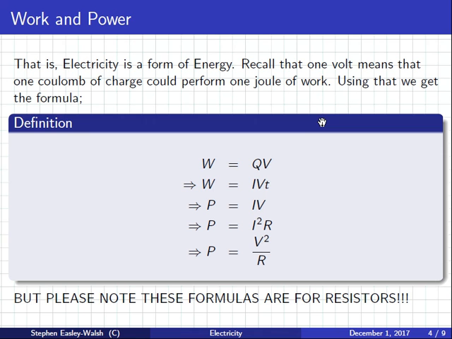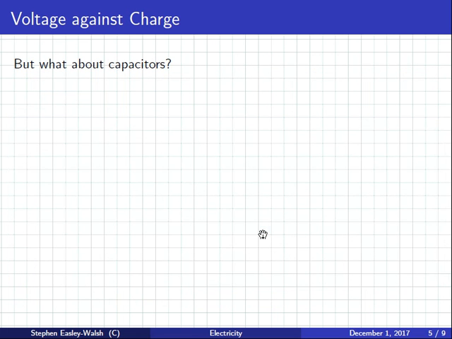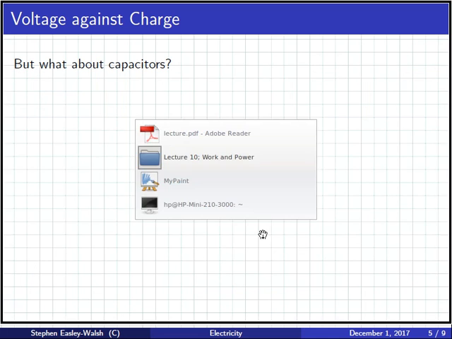We did this. W equals QV. And then I said P equals IV. And then I said you can use the VIR triangle to write them in the different forms. Now we're continuing from here. What about capacitors? So last time we had our formulas. Just a quick recap. Work equals QV and power equals IV. And we still have our VIR triangle.